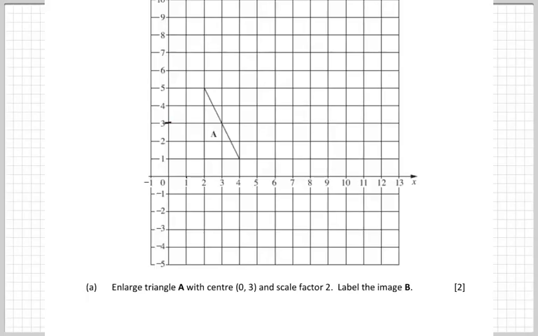Okay, so this is the enlargement question. We have the centre of enlargement 0, 3. Remember, 0 is the x value and 3 is the height, the y value. Most common error was to put it on 3, 0, not 0, 3.